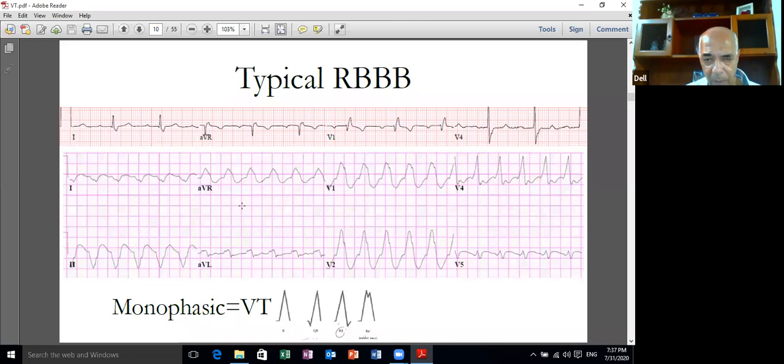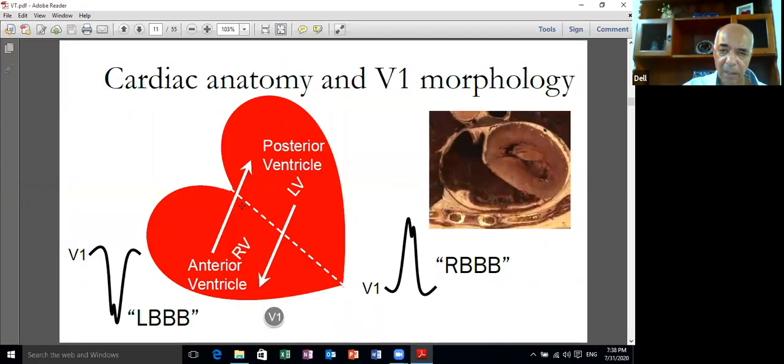higher or more prominent than the right rabbit ear, if seen from the rear. If you look from the back of the rabbit, you see the left rabbit ear higher than the right rabbit ear. These are atypical morphologies of right bundle branch block, and a wide complex tachycardia with V1 showing this morphology connotes the presence of a ventricular rather than supraventricular tachycardia.